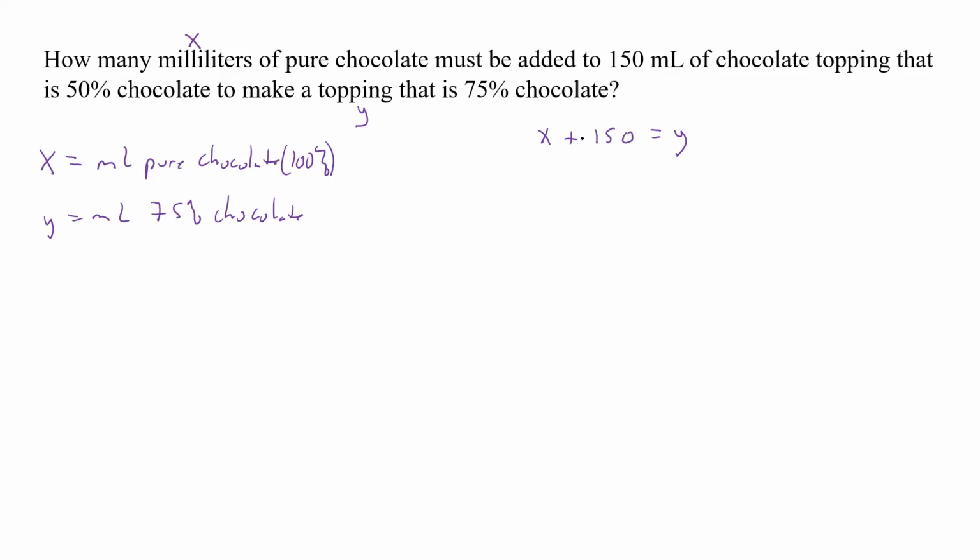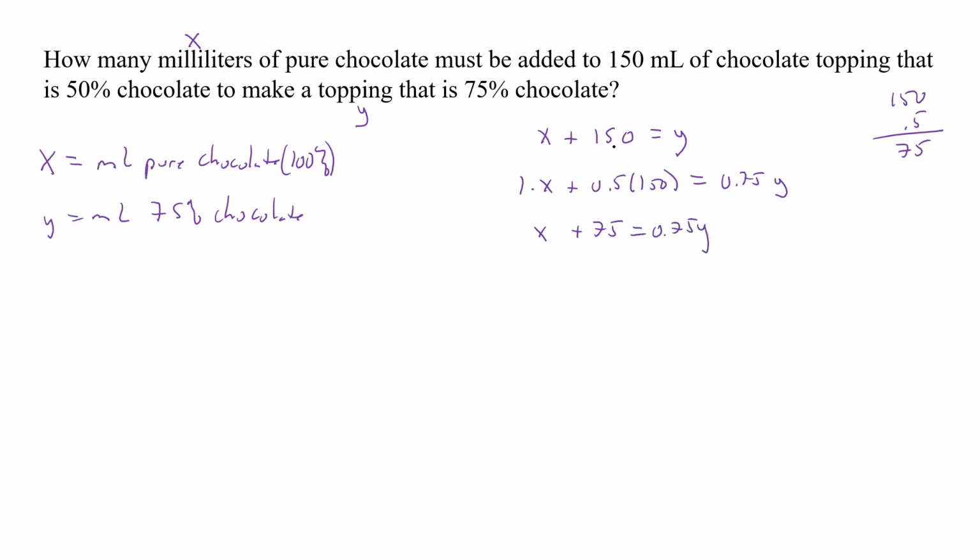Okay. Now, what we usually do after that is we multiply by their concentrations. Pure chocolate, 100%. So if we convert that to decimal, it's 1. So 1 times x plus, now, 150 was 50%, so that's going to be 0.5 times 150 equals, and this one is 75%, so 0.75 times y. Okay. Well, now we have to take 150 times 0.5. Well, that should be 75. So we have x plus 75 equals 0.75y.